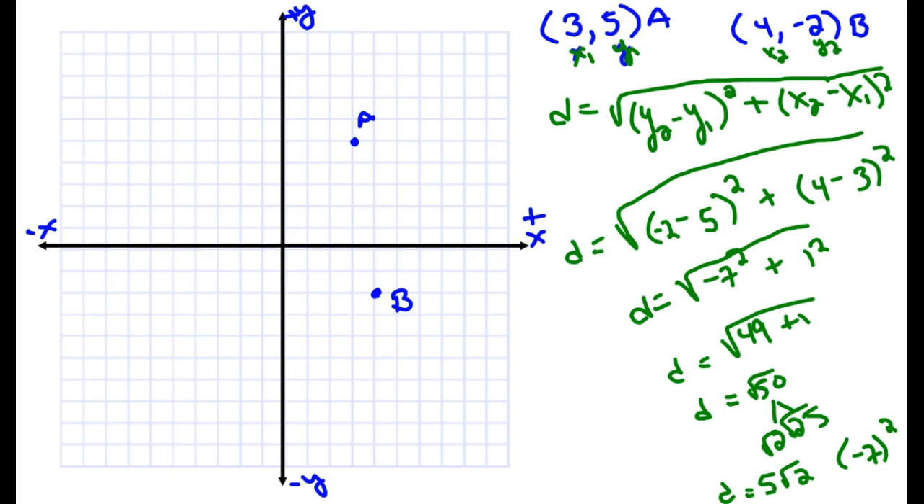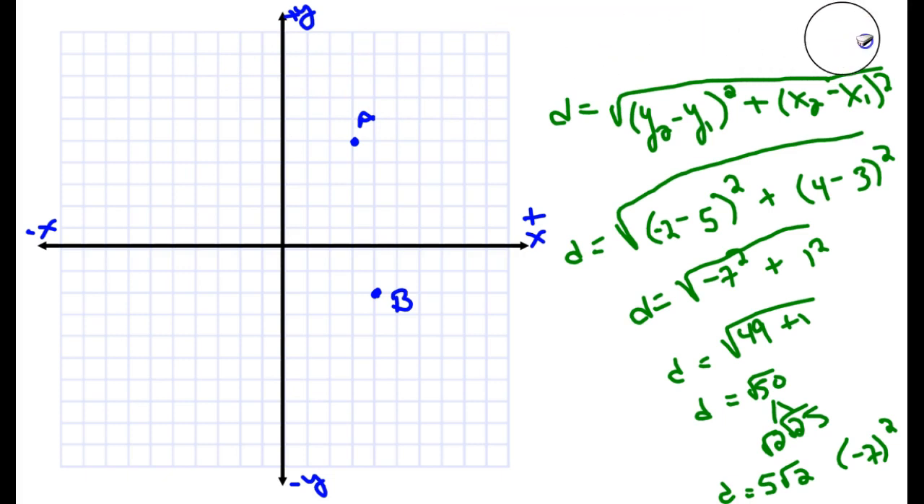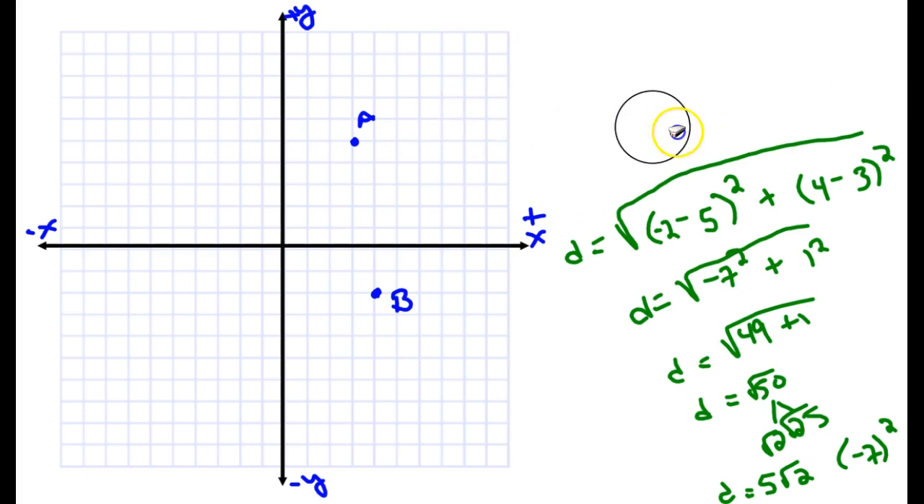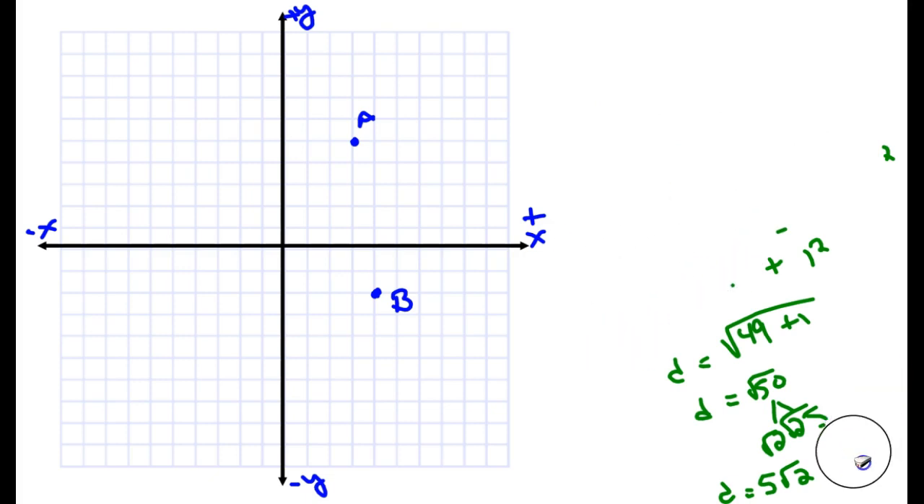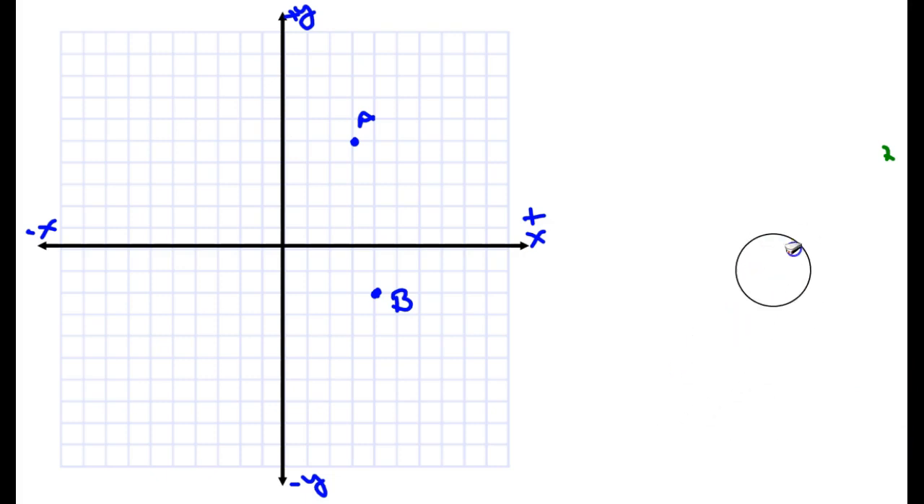I'll erase this. Here's the eraser. This is a large eraser I've got, so bear with me. All right, so the Pythagorean Theorem is a little bit easier to remember. It's a squared plus b squared equals c squared. So let's write that down. A squared plus b squared equals c squared.